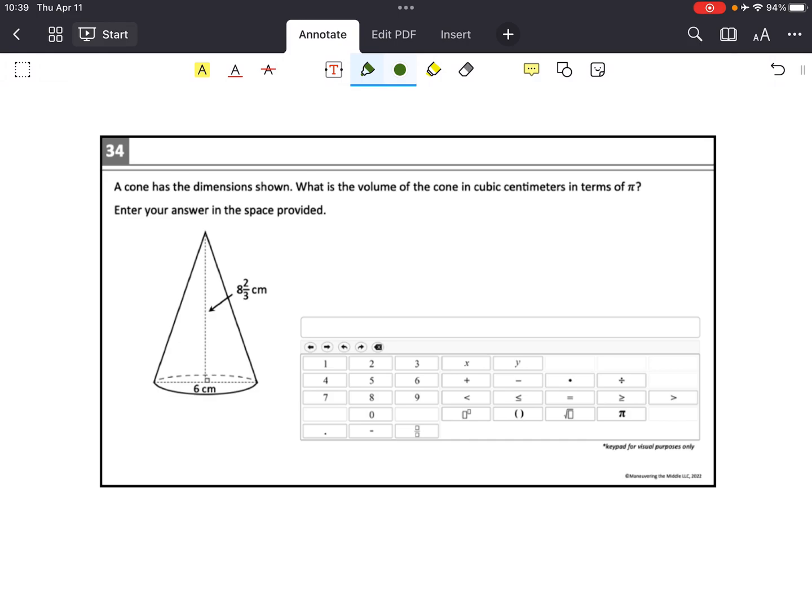All right, question 34, we have a cone, and the cone is given to us in this picture.